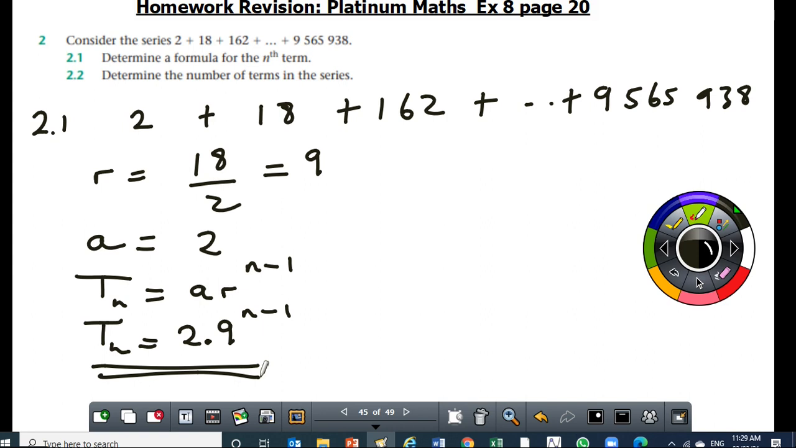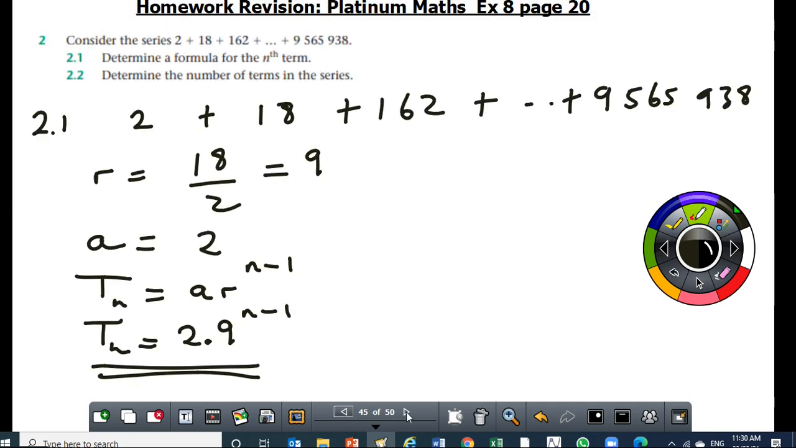Alright, then 2.2. Now 2.2 says determine the number of terms in the series. To determine the number of terms in the series, since we don't have a sum for the series, we just have to use this general term to determine n, the number of terms. Fortunately, we know the nth term or the last term is 9,565,938. So where there is Tn, I'm going to put that. So let's do that. I'm going to move on to the next page.